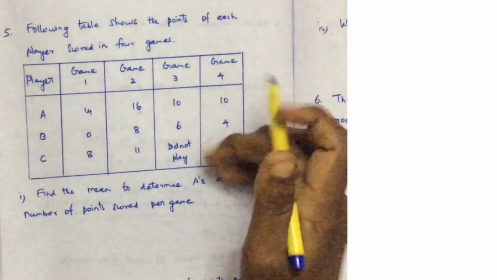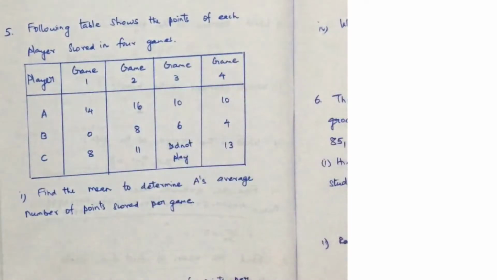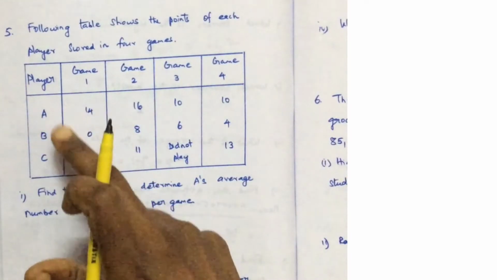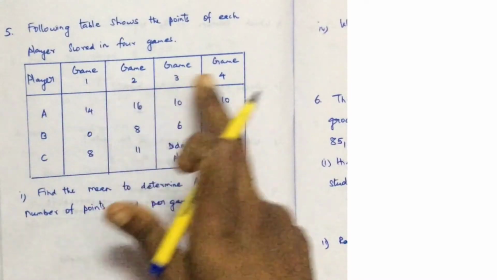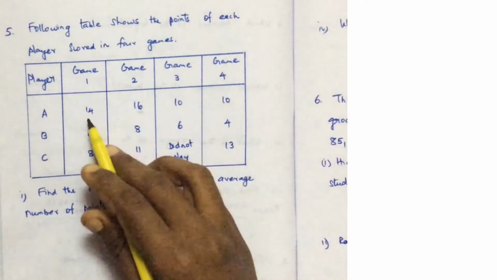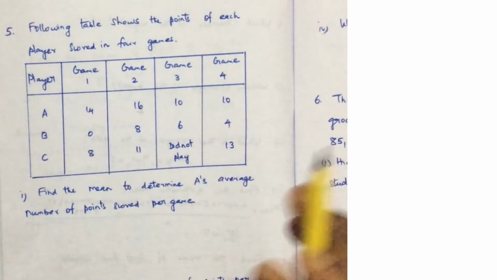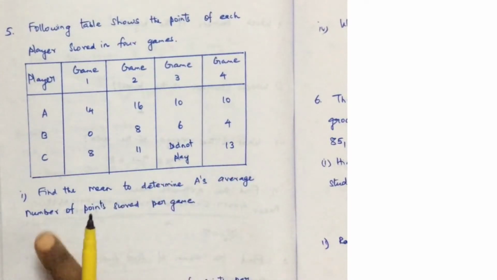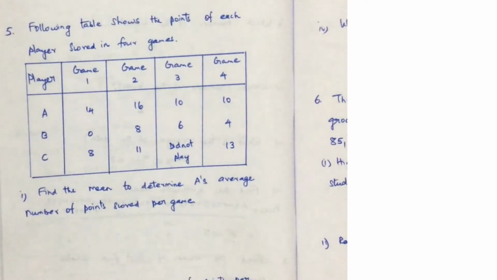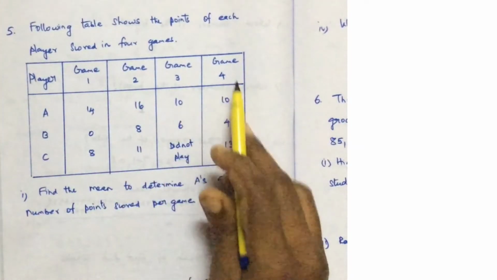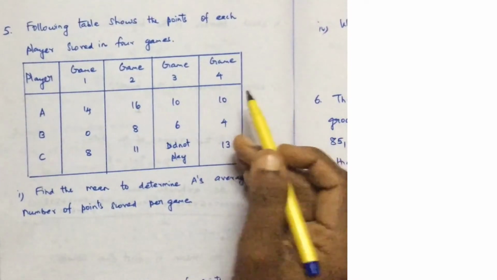Following table shows the points each player scored in 4 games. So there are how many players? A, B, C. These are the players and these are the number of games. So there are 4 games, game 1, game 2, game 3, game 4, and this is the score. Then the first question is, find the mean to determine A's average number of points scored per game. So this is to determine the average score of A. So first game 14, second game 16, third game 10 and the fourth game is 10. So this is for A.